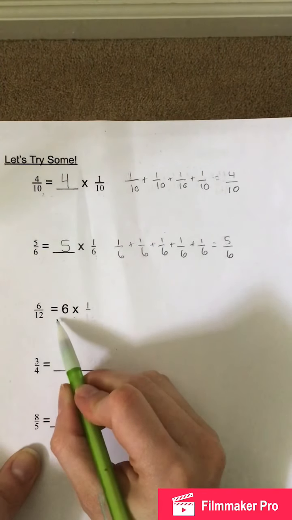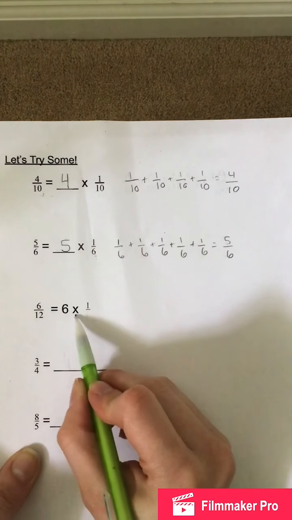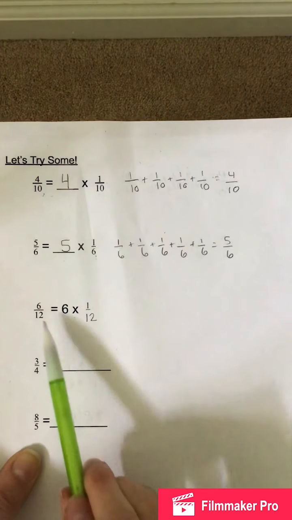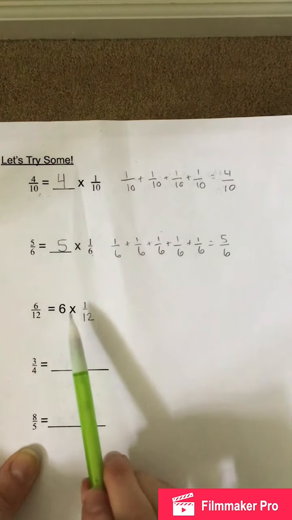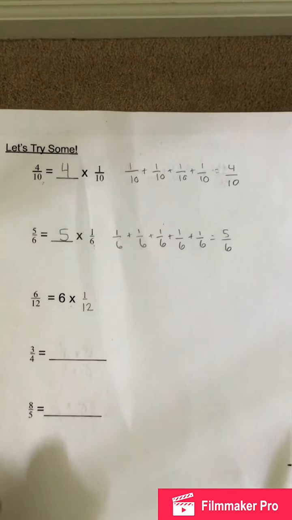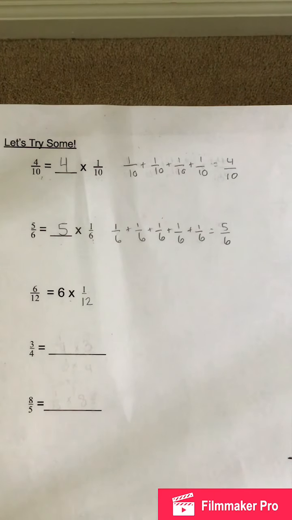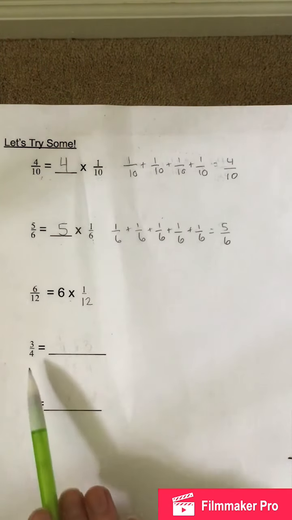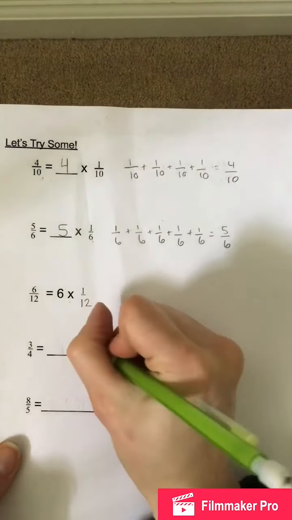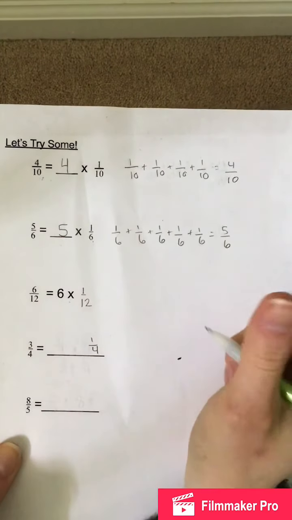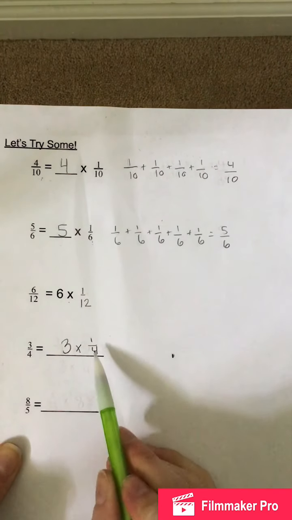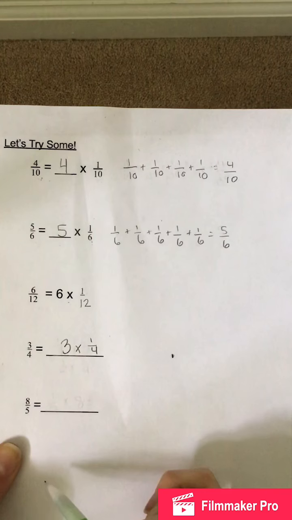6/12. 6/12 equals 6 times 1/12. 1/12 is the unit fraction. We have to multiply that by 6 to get 6/12. Now we have to write the full multiplication sentence. 3/4. Well, the first thing I'm going to do is pull out my unit fraction, which is 1/4. I know that I multiply 3 times 1/4 to get 3/4.